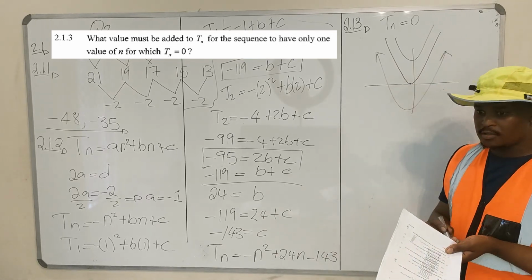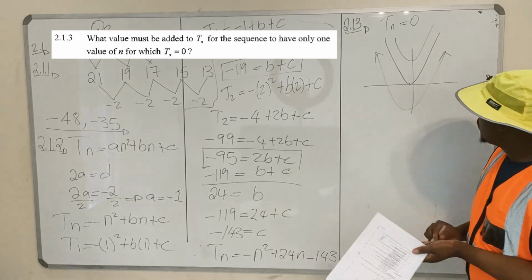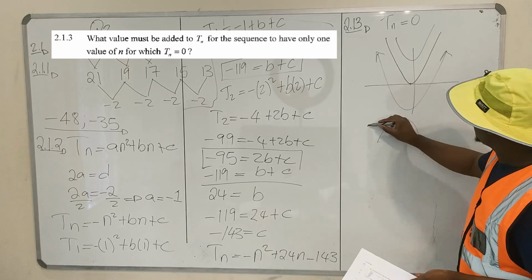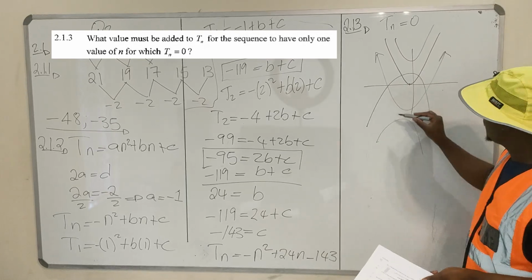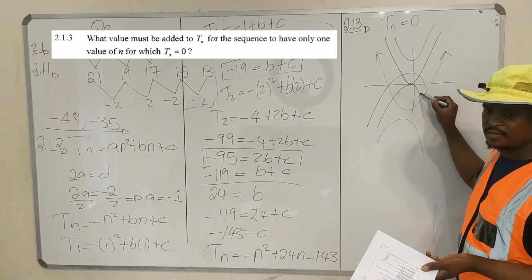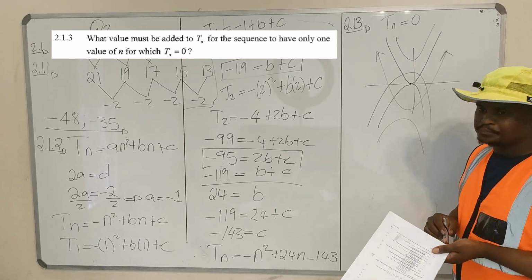Does it have roots? No. There are no real roots there. Look at this one here. Does it have roots? No. And this one? Yes. And this one? Yes. How many roots does this one have? There is two. Two roots.